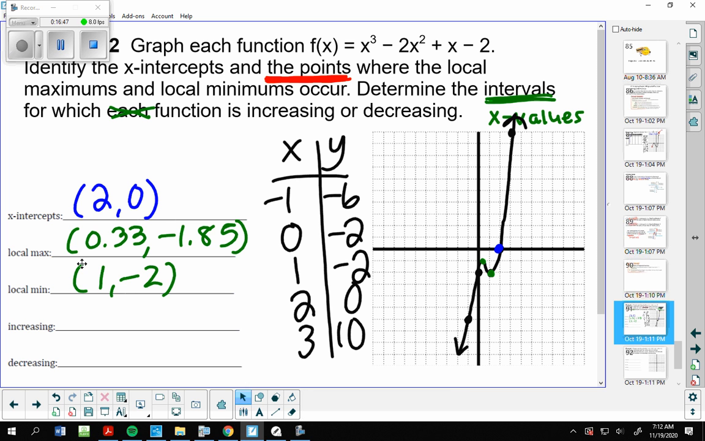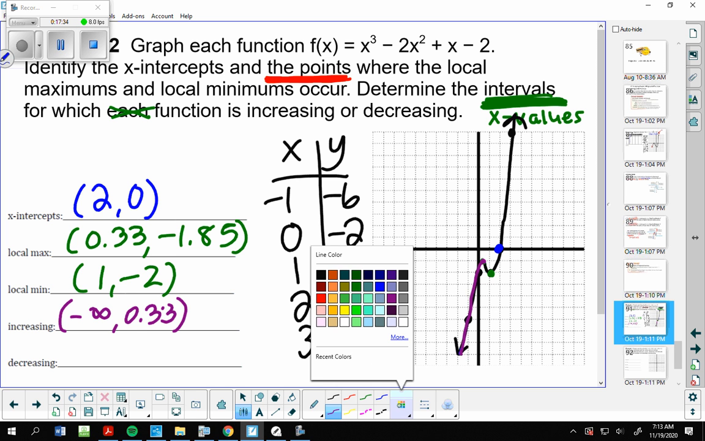Increasing and decreasing. Okay, these are going to be in interval notation. Like I said, we're just talking about the x values, so these are not ordered pairs. So my interval is increasing. We're starting from negative infinity, right, we're reading the x-axis. My polynomial is increasing from negative infinity all the way up until the x value of my local max, which is at 0.33. So from negative infinity all the way up to 0.33, my function is increasing.